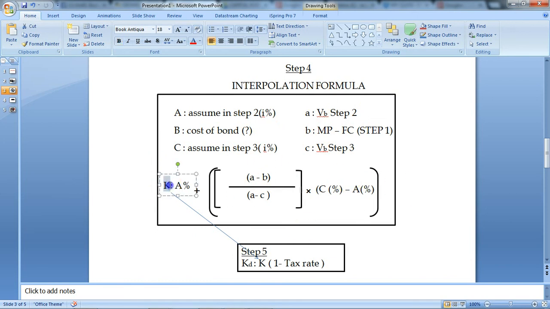After you get your answer, this is the cost of debt before tax. So you need to calculate cost of debt after tax: 1 minus tax rate. The tax rate will be given in the question.